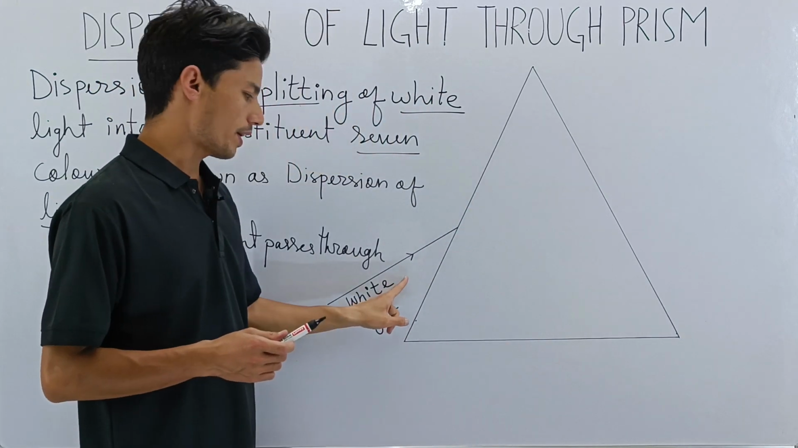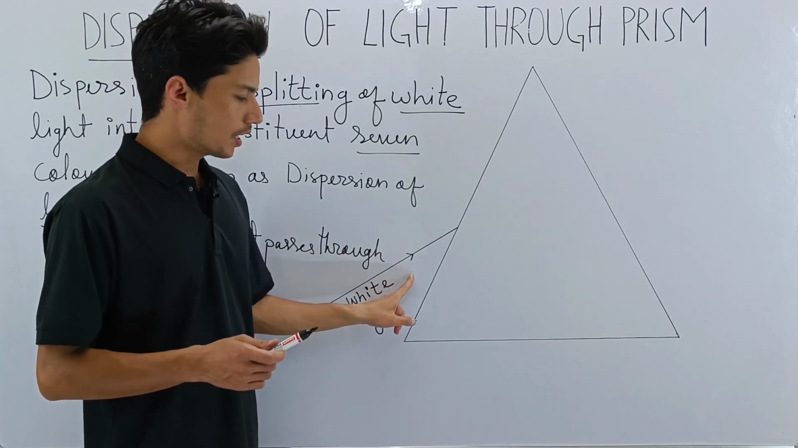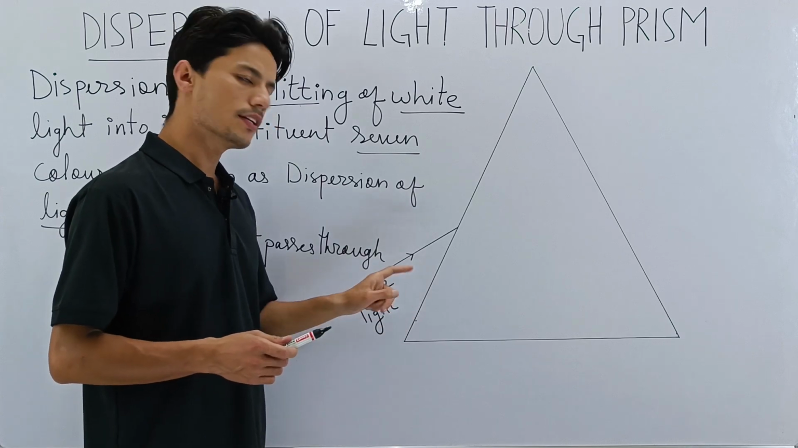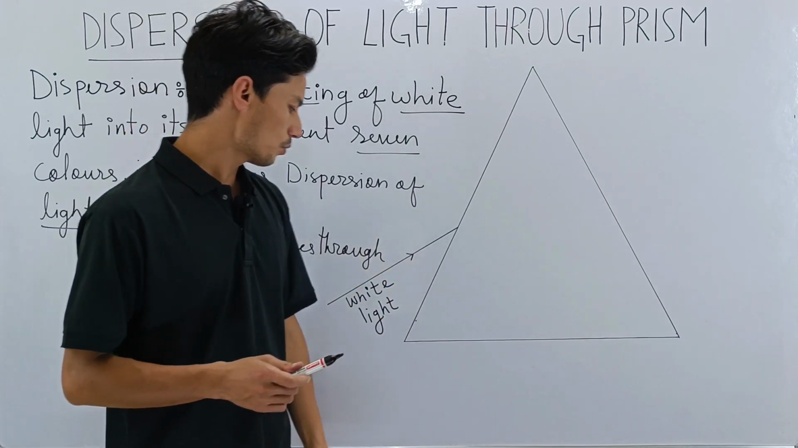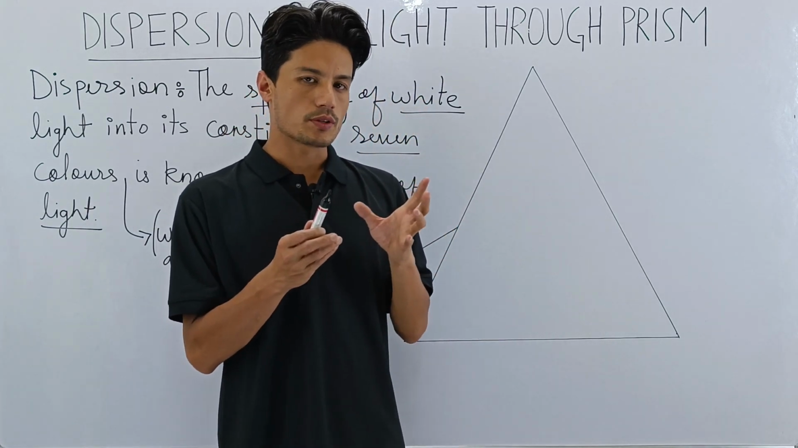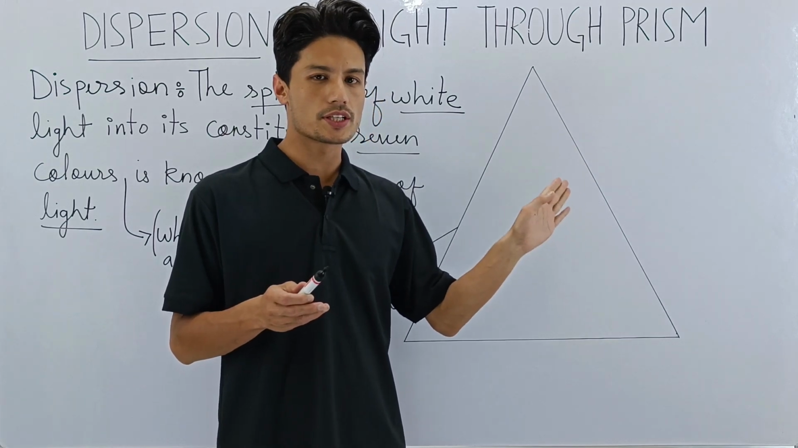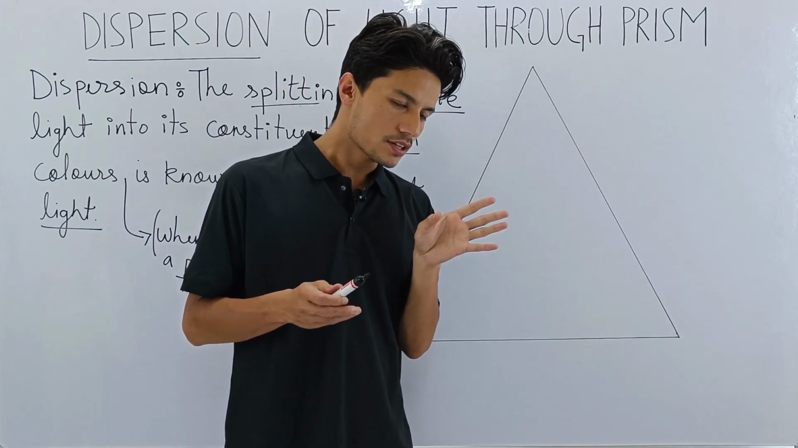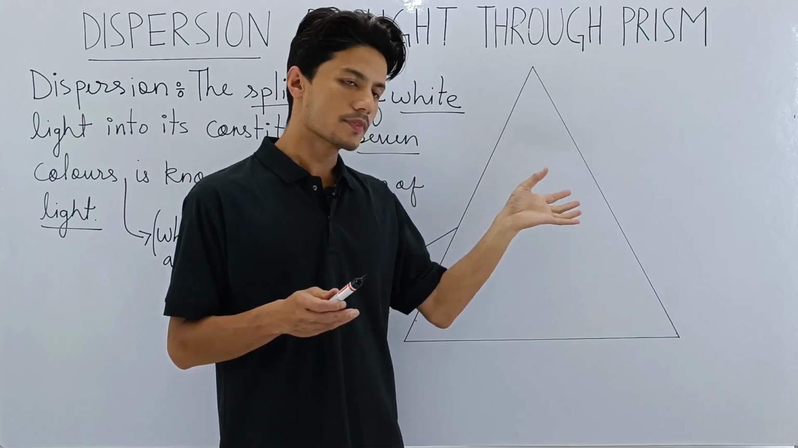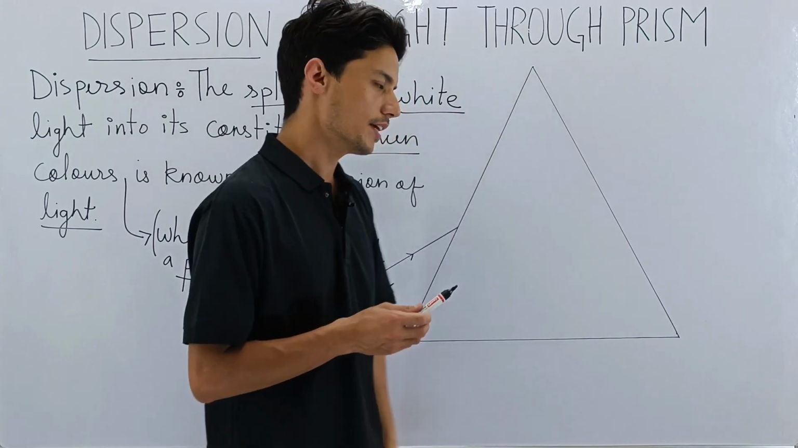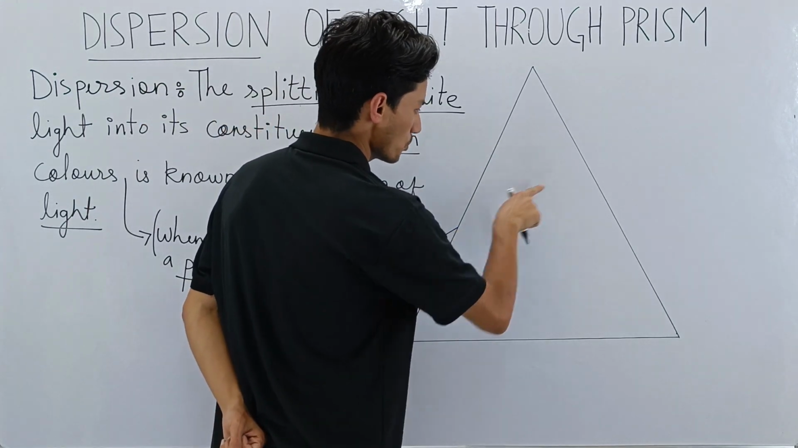So we are taking white light. Remember, this is the real color of sunlight. Sunlight is considered to be white. And one fact: when all the colors of the spectrum, violet, indigo, blue, green, yellow, orange, red, travel together and enter your eye at the same time, it will be white. So this is white light, and then it will pass through the prism.